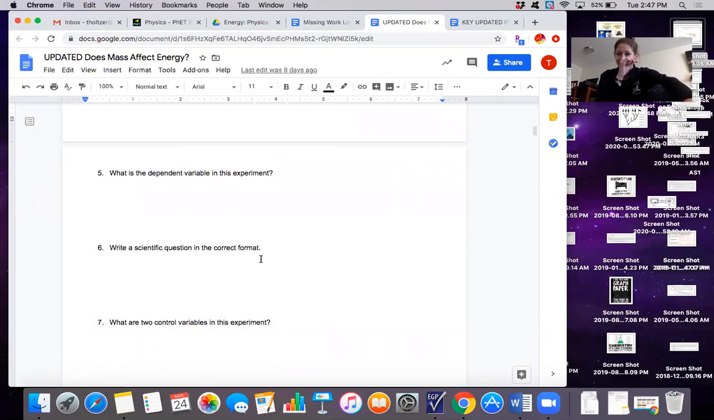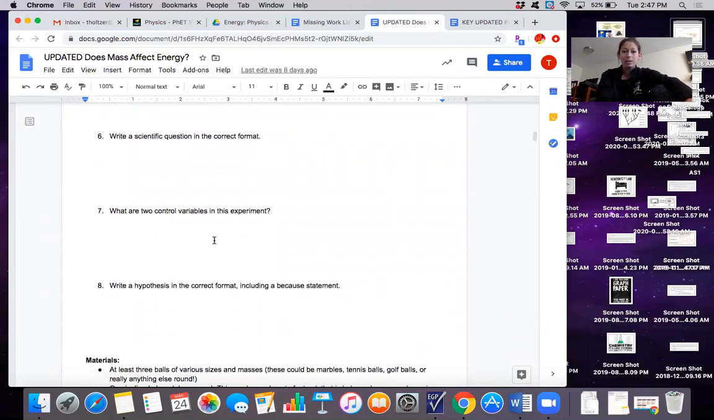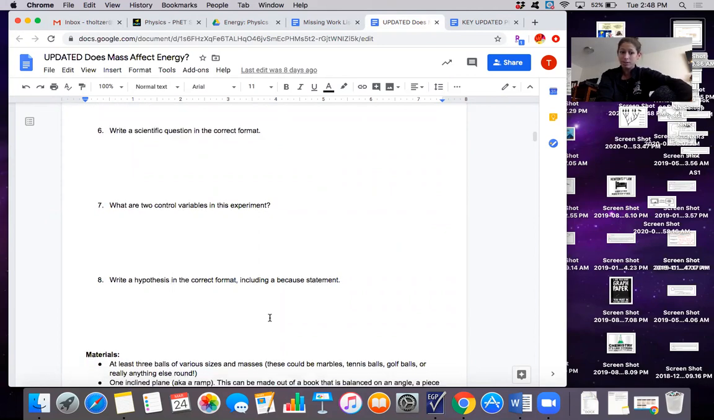Number 6, write a scientific question in the correct format. Number 7, what are 2 control variables in this experiment? And number 8, write a hypothesis in the correct format, including a because statement.